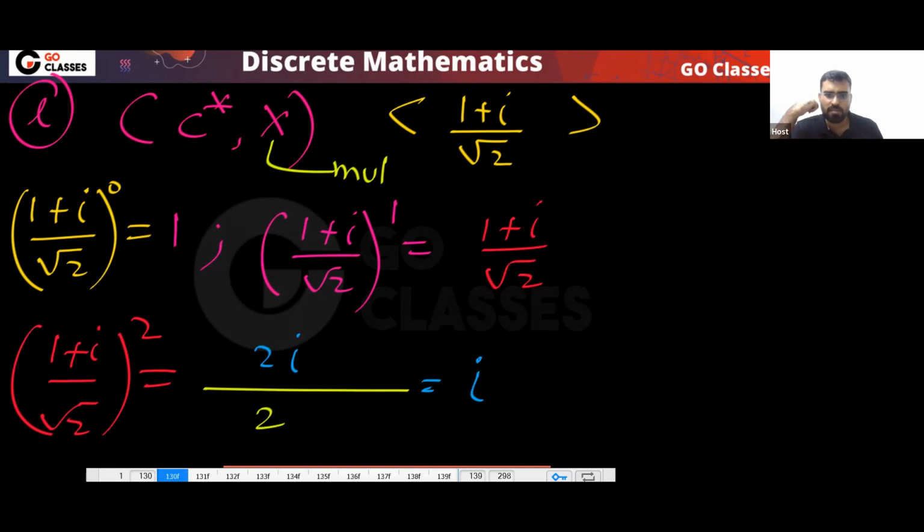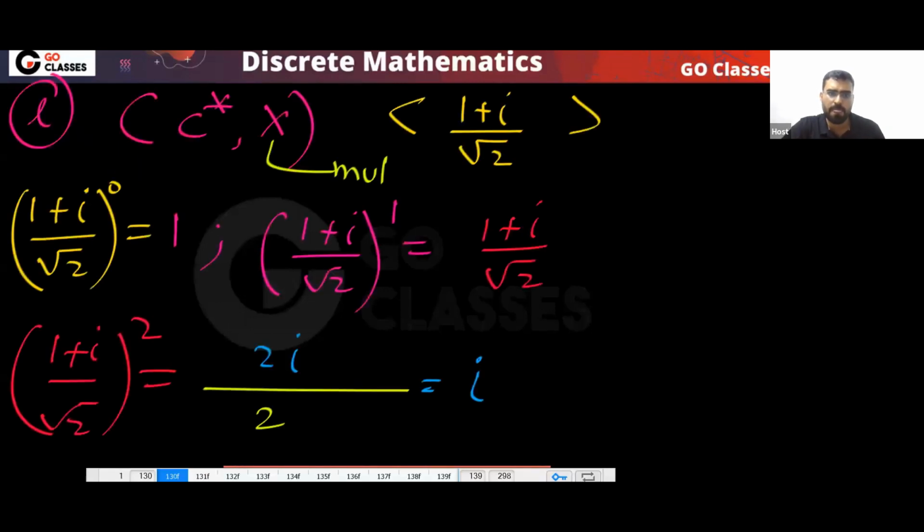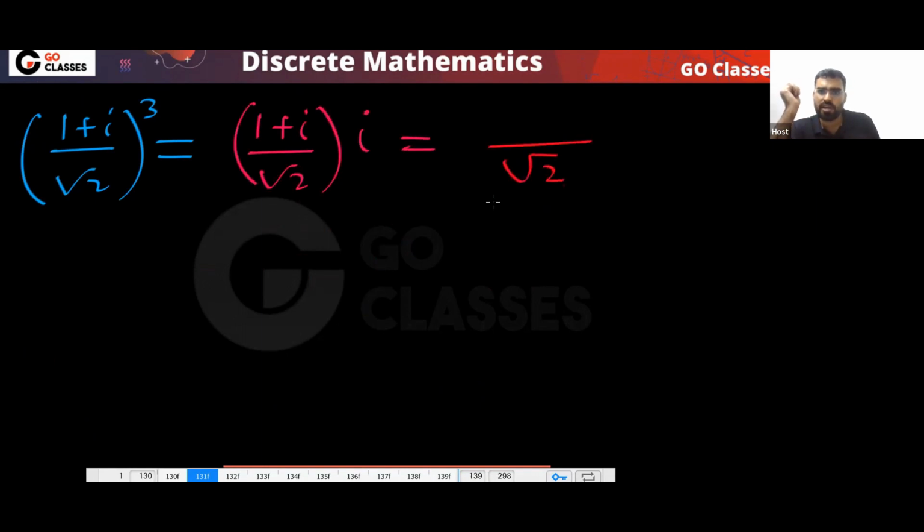Okay, and next, what is ((1 plus iota) by root 2) power 3? How will you find power 3? Tell me. Power 3 means already you know power 2. Power 2 is iota. So you don't have to find it again, because you already know power 2 is iota. So I can just call it, that will be (iota minus 1) by root 2. Yes or no?